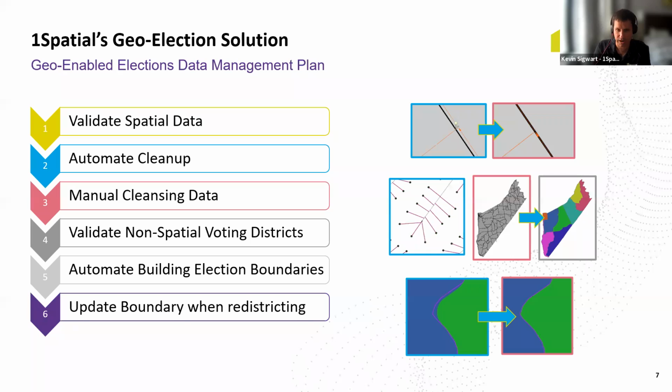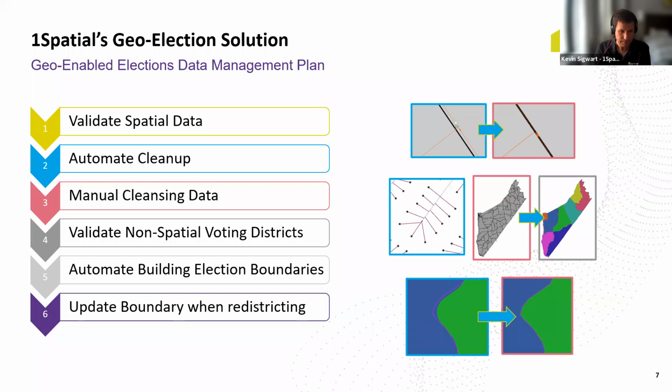In this case, we're going to be dealing with these non-spatial voting district tables. So validating those to see if there are issues when you compare that to a road centerline data set. Once we do that, we can then identify relationships between the spatial data and a non-spatial data set to automate the building of election boundaries. We can even flip it. So say, for example, your existing system is expecting a non-spatial table, you can maintain all the data in a GIS and then automate the process of generating that non-spatial table that would feed that voting system.